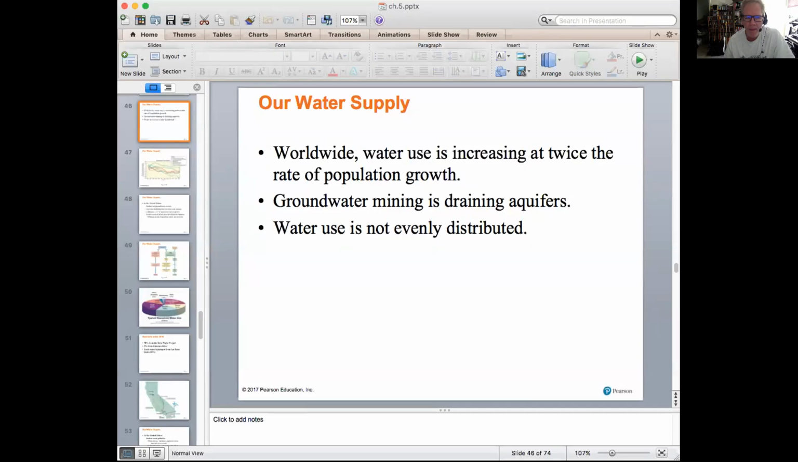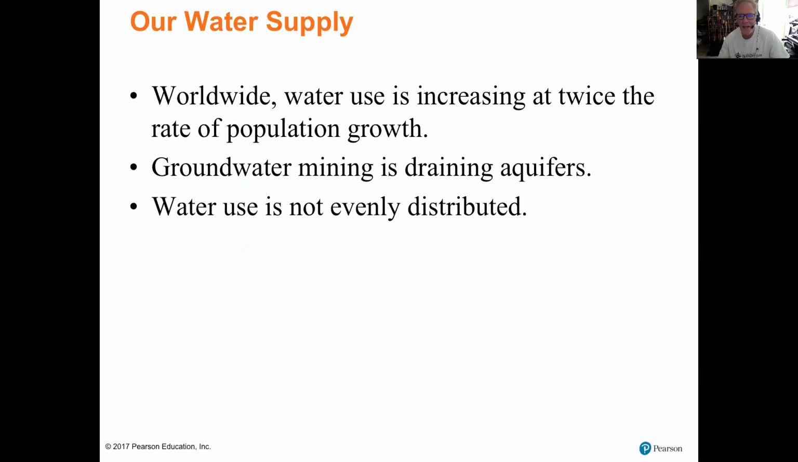Okay, so let's look at our water supply. First, we'll take a look at it on the global level, and then we can look at it on the household level as well. So, importantly to understand is that as the population increases, we're using water at almost twice the rate as the population grows. So as we add more people, we're almost doubling water usage.